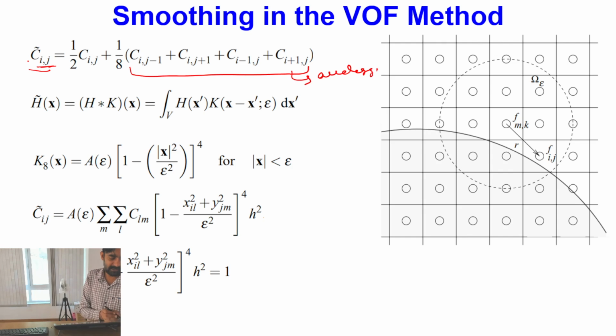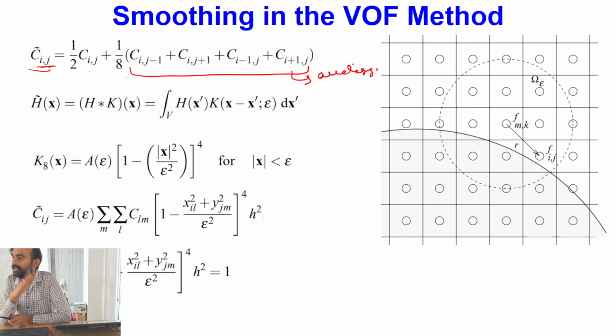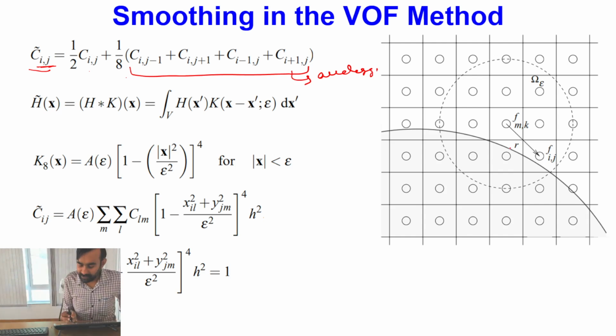So you apply this equation of C tilde ij, which is half of Cij plus 1 by 8 of Cij in all the neighboring cells, and once you have established the new data of C tilde ij, then use C tilde ij for calculation of curvature, and then it is used for the surface tension force. Another way is, near the boundary cells, you define some zone, and in this zone you define some smoothing kernel function. So we can define one smoothing kernel function.